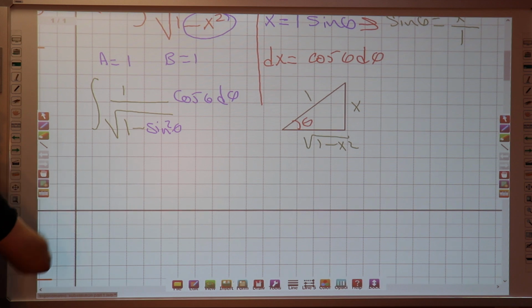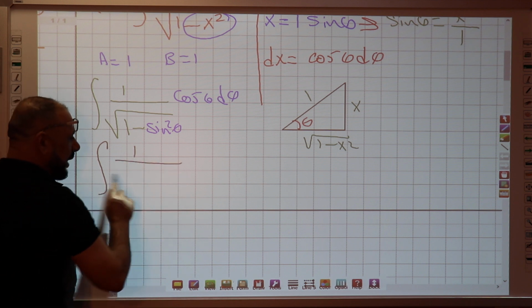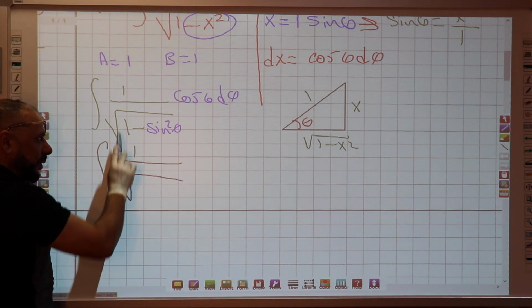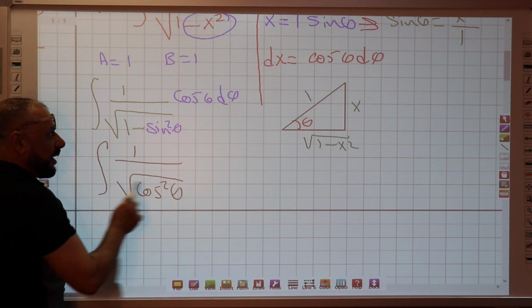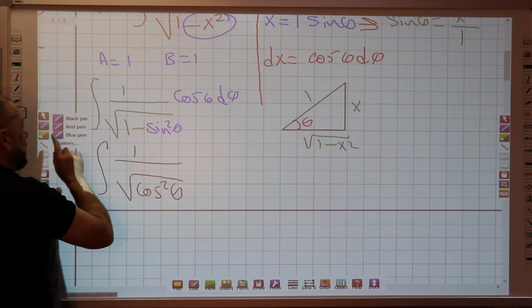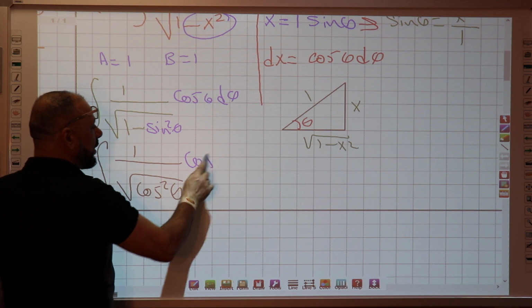Okay. Let us go to our integration. 1 over, I'm going to take my time for you, 1 minus sine square is cosine square theta. And here, cosine theta. Right?